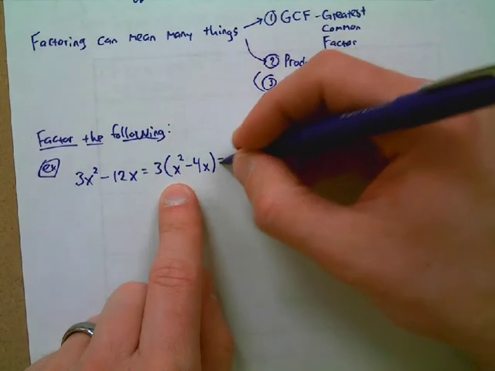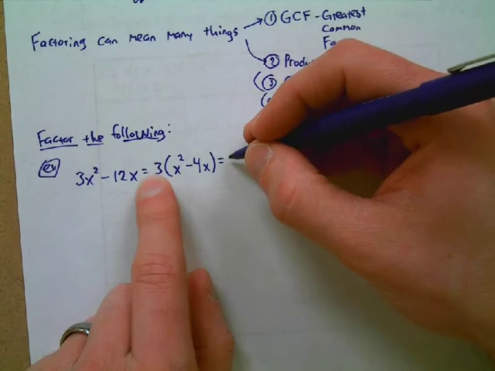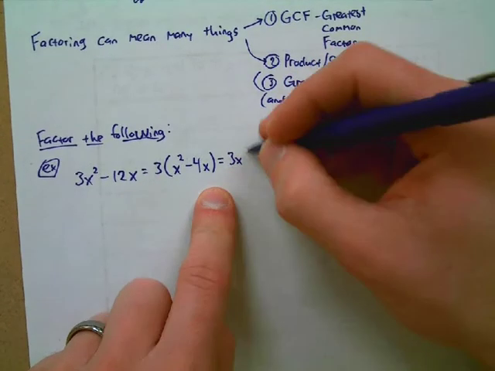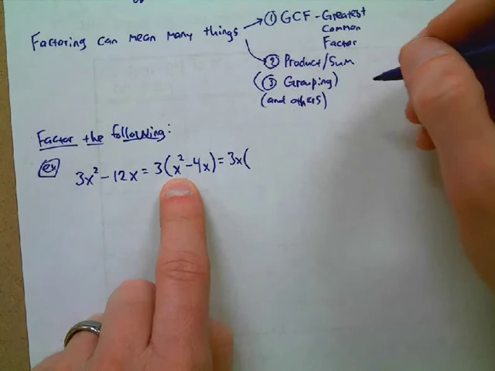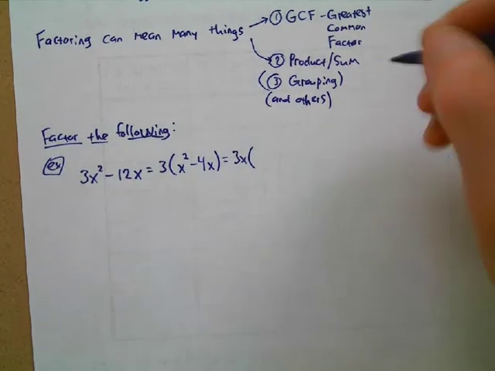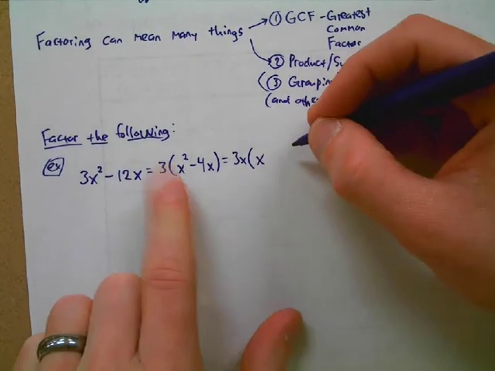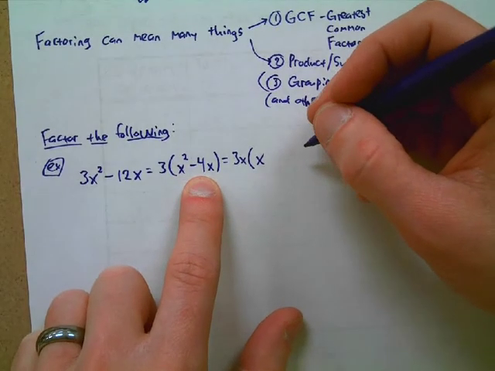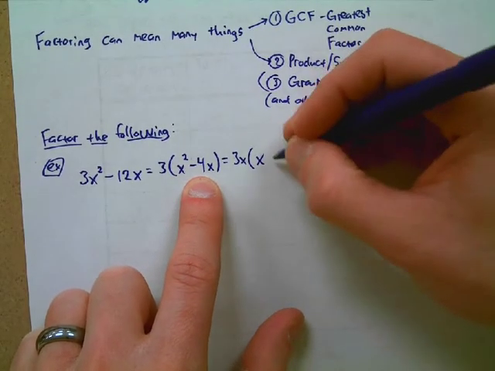So the 3 is out front already. We'll pull an x out with the 3, so it'll be 3x now, 3 times x. If I have x squared and I divide out an x, now what do we have? Just x, right? And if I have a minus 4x and I divide out an x, what do we have left? Just the minus 4, right? Yeah, the x is gone.